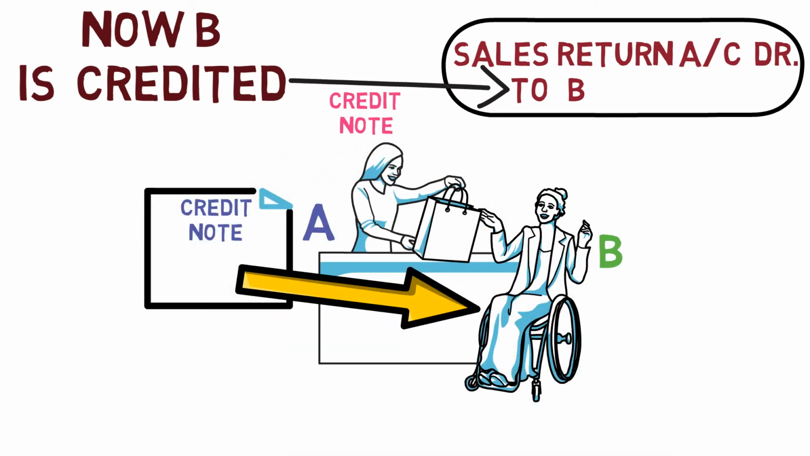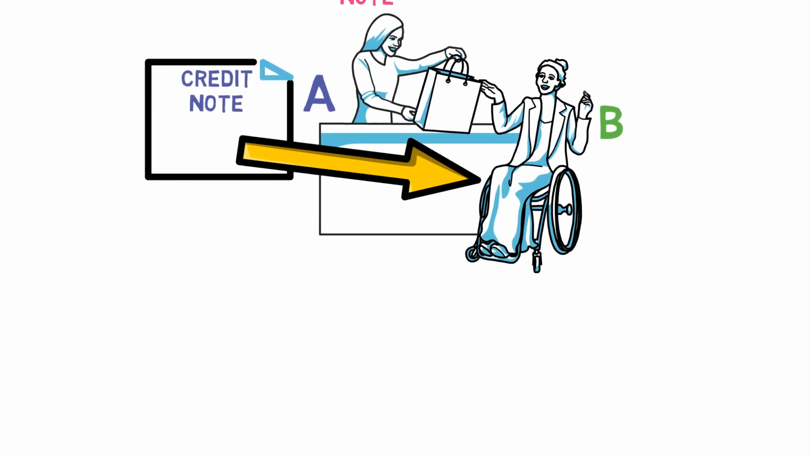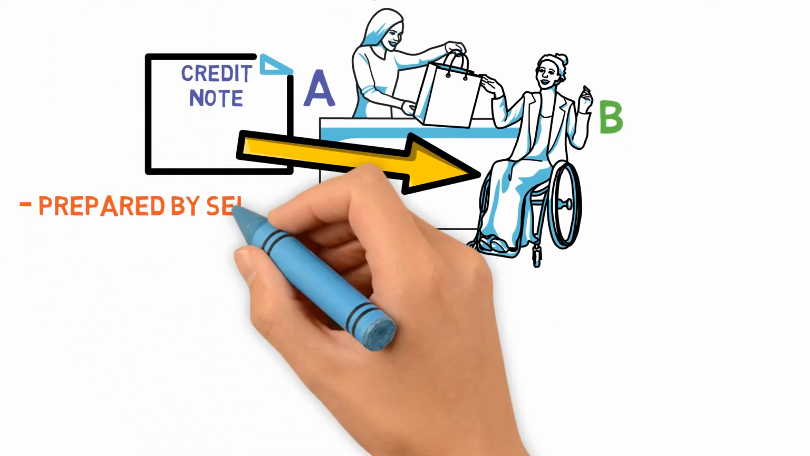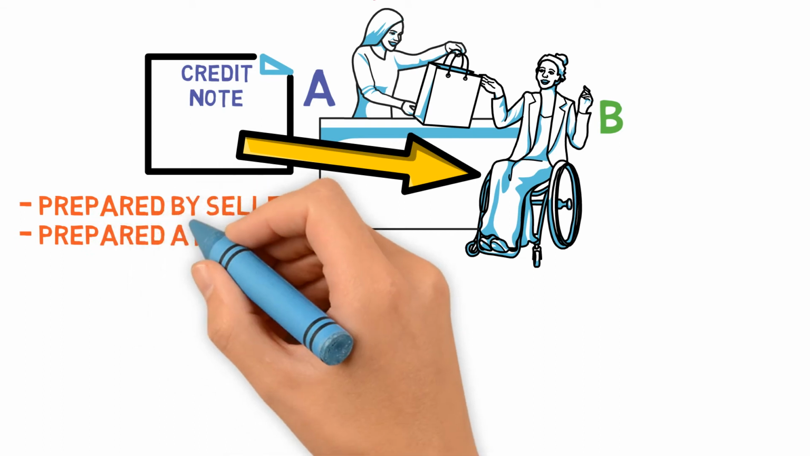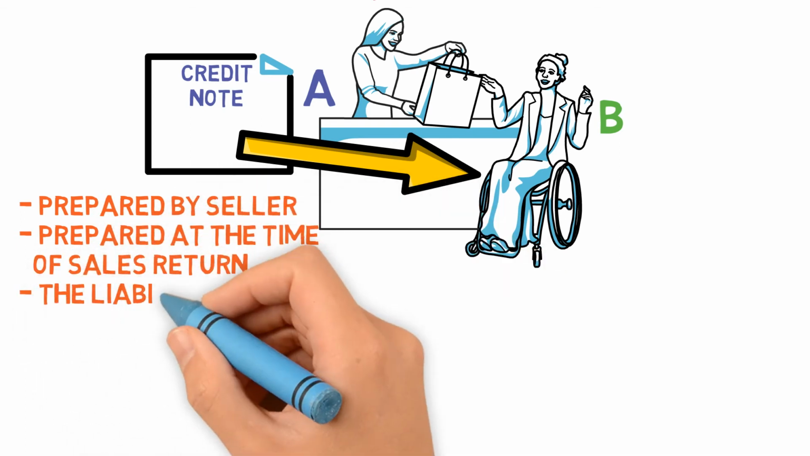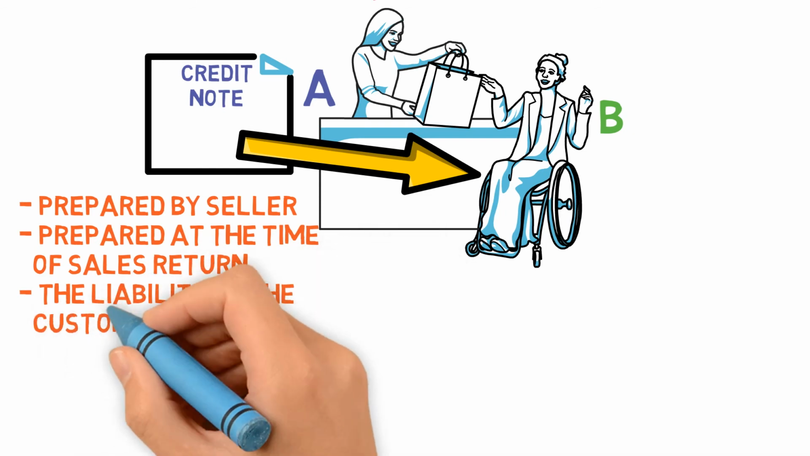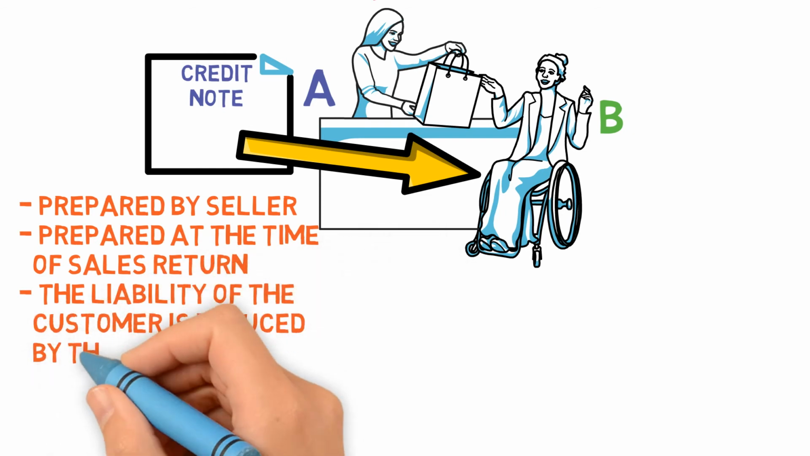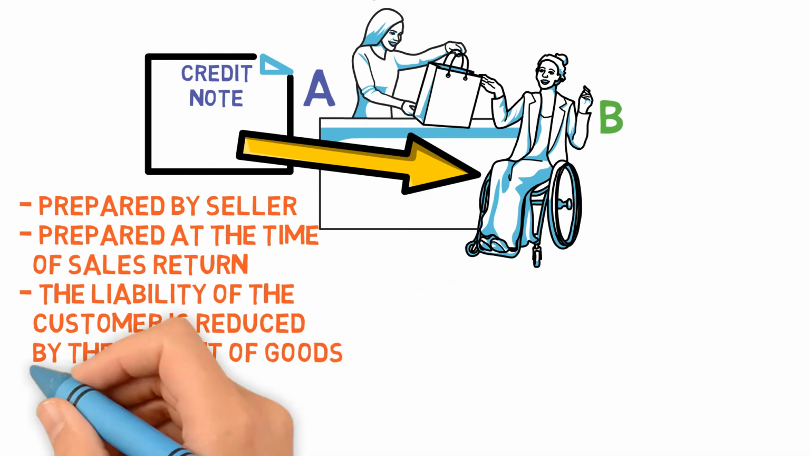Now why are we writing this credit note? The seller is writing this credit note and simply telling the buyer that we have written you on the credit side in our books. So in a nutshell, a credit note is prepared by the seller. It is prepared at the time of sales return, and by preparing a credit note, the liability of the customer is reduced by the amount of goods returned.